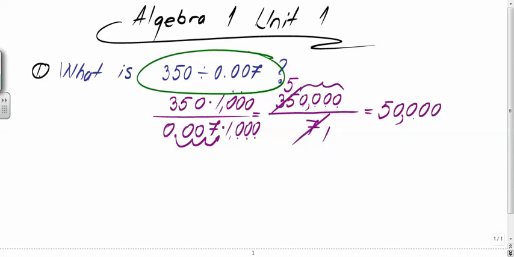And this should not be a surprise. I mean, just think about it. 0.007 is a tiny number. It's a very, very small number compared to 350, and no wonder it goes into 350 50,000 times, okay? Alright, so this is one way in which you can divide by a decimal. Let's move on to something else.